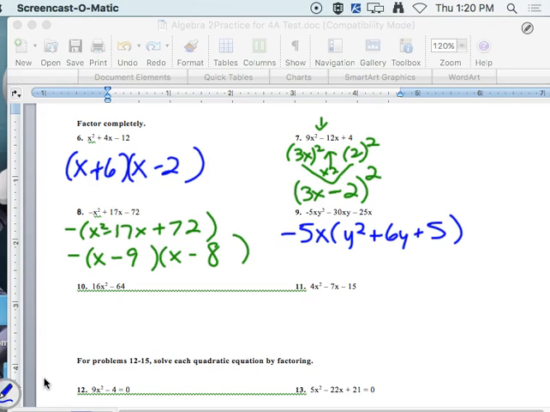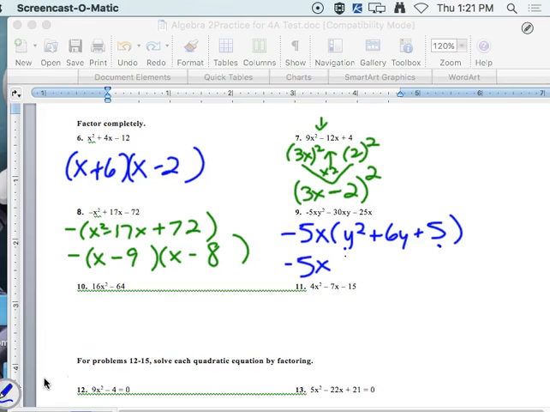And you could always stop and distribute that and make sure you're going to get negative 5y squared minus 30xy minus 25x. And you do. Now, next thing we check for is perfect squares. I've got a y squared in the front. That is a perfect square. But the positive 5 in the back is not.